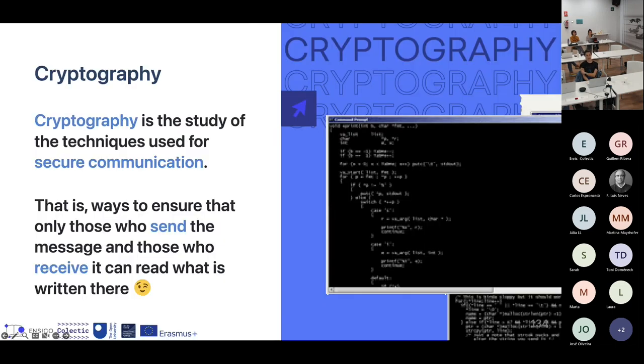Cryptography is precisely the study of the techniques used for secure communication. So, ways to ensure that only the person who sends and only the person who receives the message can read what is written there. So we need to sort of jumble the message and make it very weird in order for a hacker or something not to be able to read it. And in cryptography, there are two main techniques that we must use.